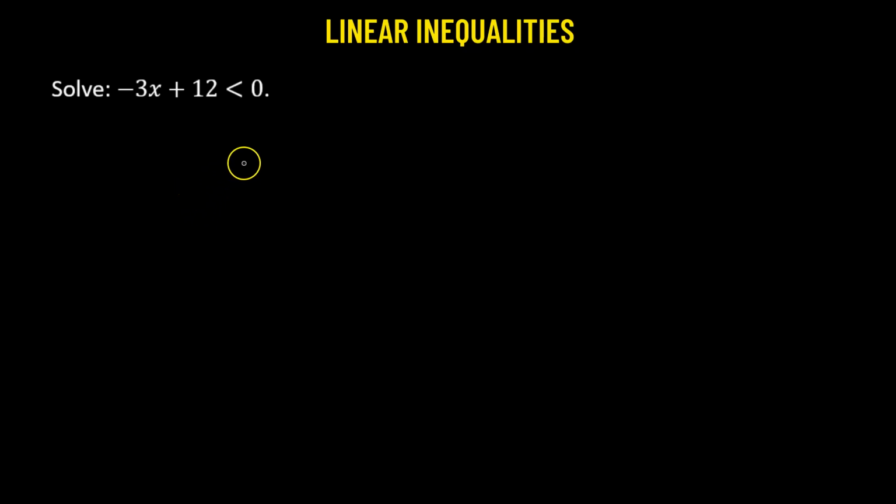Let's solve the following linear inequation. Linear because we have only one variable x and its power is 1. Let's rewrite it. So we have negative 3x plus 12, this is less than 0.